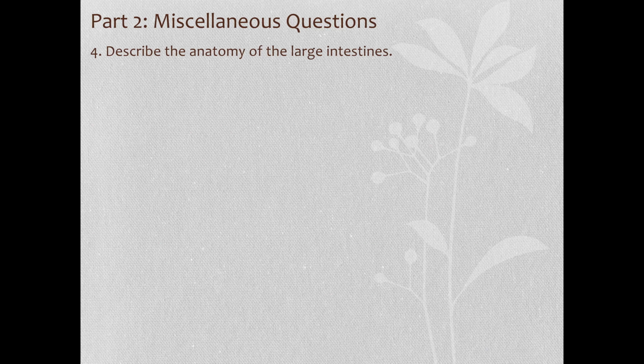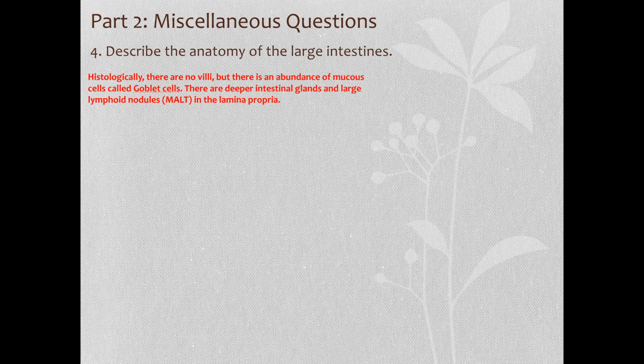Number 4, describe the anatomy of the large intestines. So histologically, there are no villi, but there is an abundance of mucus cells called goblet cells. There are deeper intestinal glands, and there are also large lymphoid nodules, which is part of the MALT in the lamina propria of the large intestine.